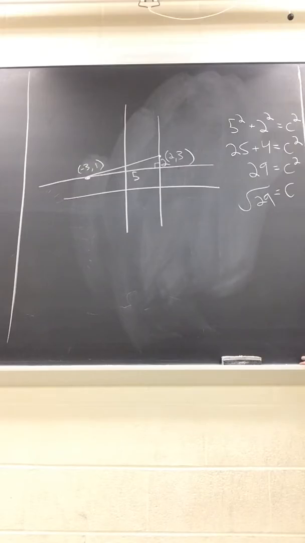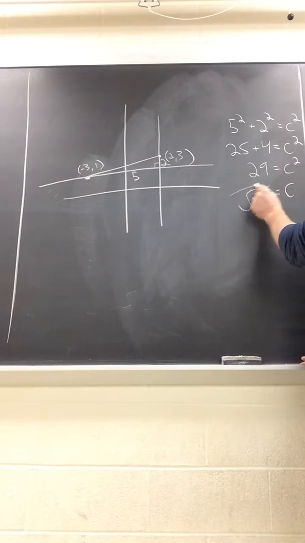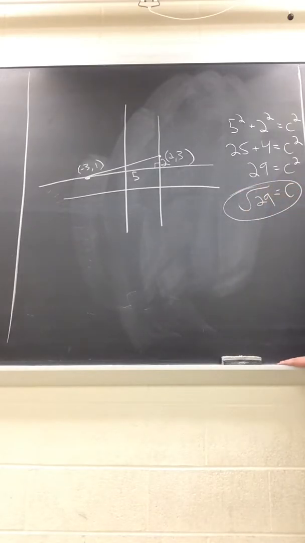As far as it goes, when writing out answers for homework, for exams or whatever, you don't need to put this in your calculator. If it's an application, you would to get me a numerical answer. But if you're just solving a problem to find the distance between points, you can just write the square root of 29. That's not a problem.